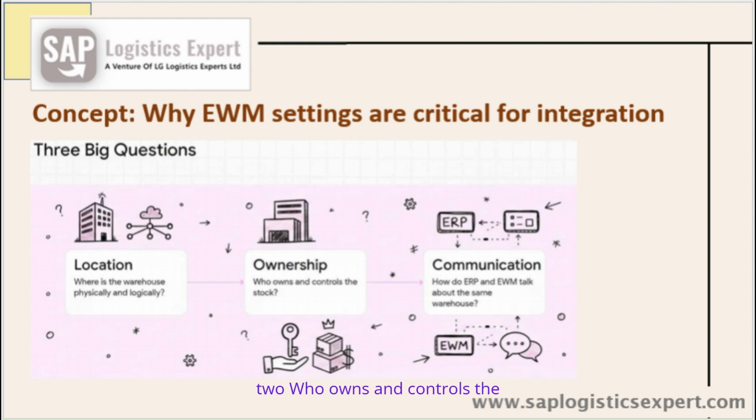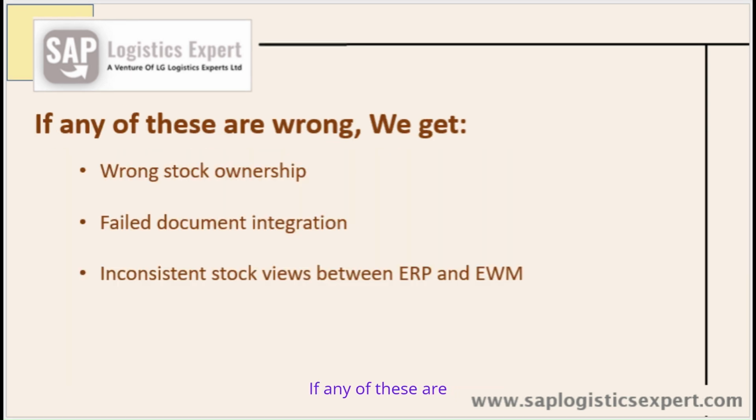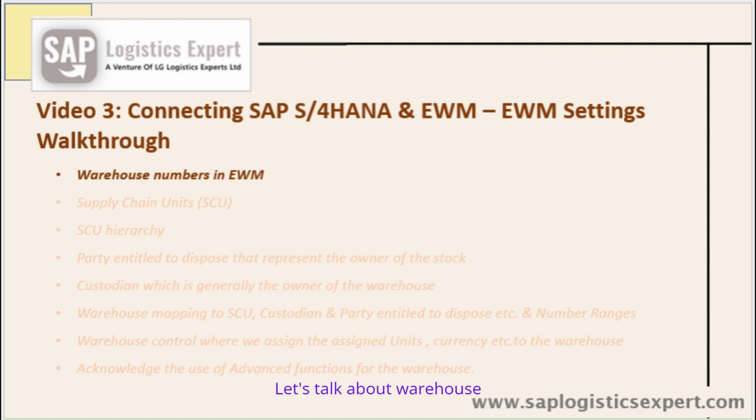Question 2: who owns and controls the stock? Our configuration will answer this in the form of party entitled to dispose, custodian. Question 3: how do ERP and EWM talk about the same warehouse? Our configuration will answer this in the form of warehouse mapping, number ranges, warehouse control, and usage mode. If any of these are wrong, we get wrong stock ownership, failed document integration, and inconsistent stock views between ERP and EWM.